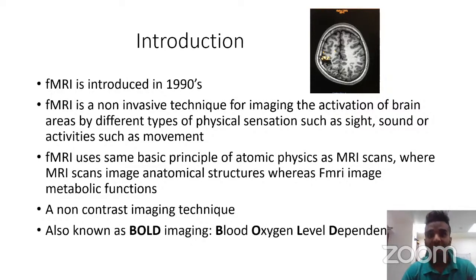But in fMRI, the activation you get in the region of the brain is mainly because of the blood perfusion to that region, or what we call the oxygen content present within that blood. So it's also known as BOLD imaging, blood oxygen level dependent. That's very important: whatever activation you get because of any activity is purely based on blood oxygen level dependence.